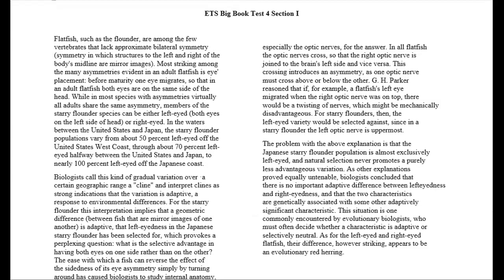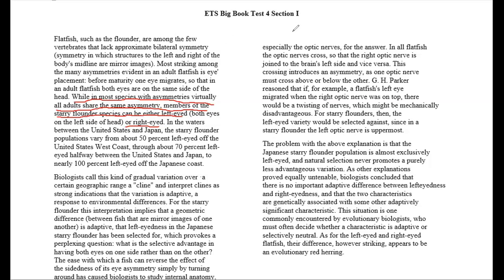So yes, here I've actually removed the annotations, but we can always go back because we do remember where it was, right? So yeah, while in most species with asymmetries, virtually all adults share the same asymmetry, members of the starry flounder species can be either left-eyed or right-eyed. Okay, so the difference was that the normal species have similar asymmetry, but starry flounders do not have that similar asymmetry. This is what is different in the starry flounder species.